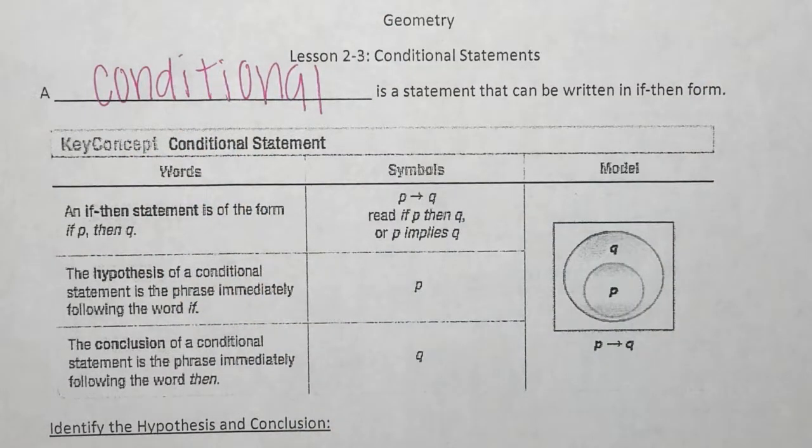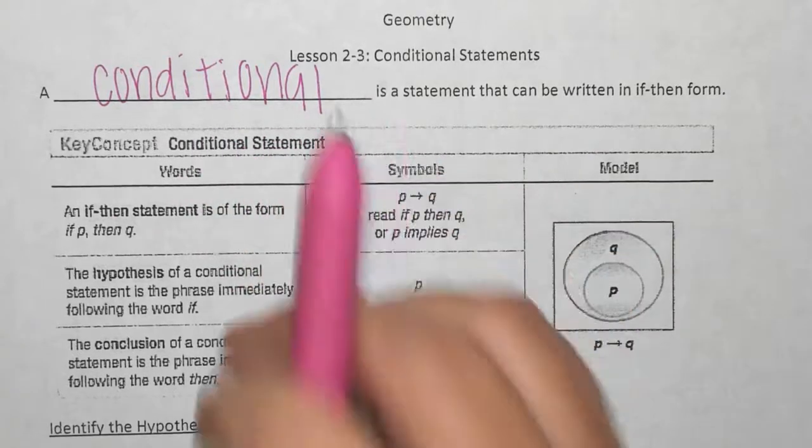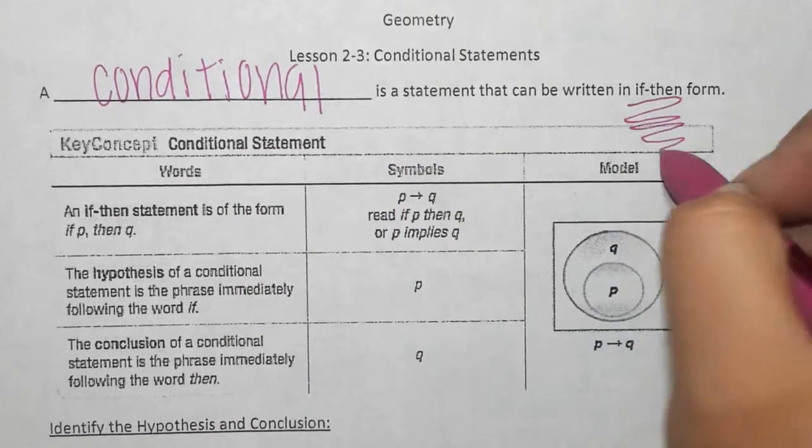is a statement that is written in if-then form. If it is time to go to school, then I must wake up. If a hurricane comes, then we get out of school. If it is 3:02, then I get to go to practice, whichever you do. Or work. So a conditional has to be written in if-then form.